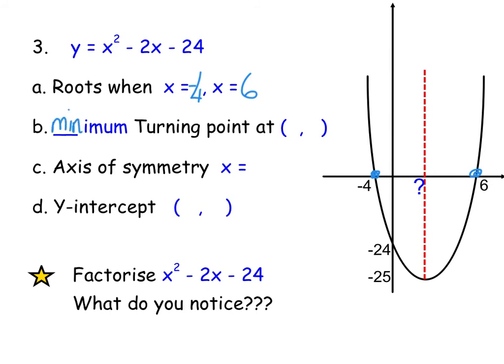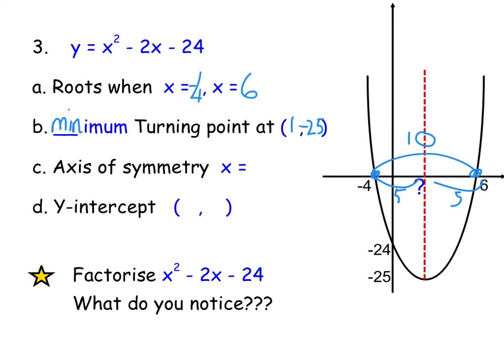And the turning point is, oh, it's something minus 25. What's that number in the middle? What's in the middle of minus 4 and 6? Now, the difference from minus 4 to 6 is a gap of 10, okay? So half that would be 5. So what's 5 away from minus 4 and 5 away from 6? It's 1. So your turning point is at 1, negative 25.